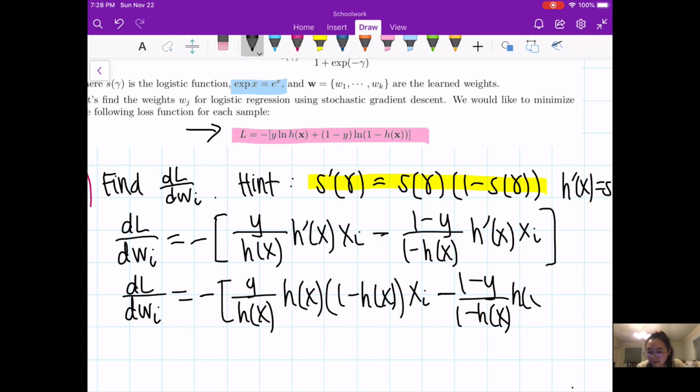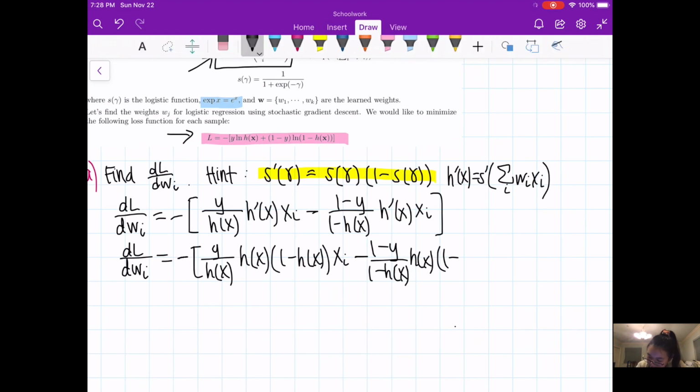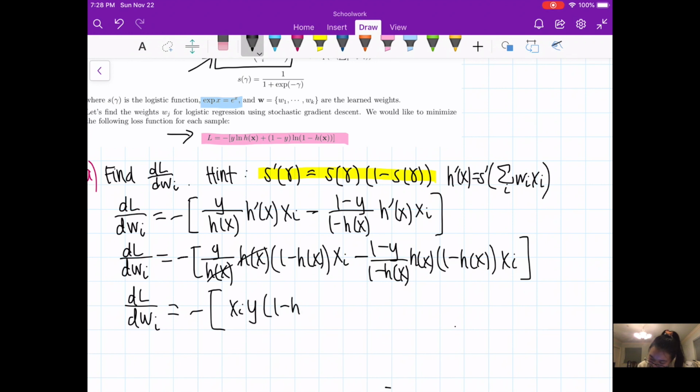So we have h of x, and then 1 minus h of x, and then we still have the xi. And then we can continue just simplifying this. So we have that these two cancel out, so we just have xi y times 1 minus h of x. And then here we have the other two that cancel out, so then we have minus h of x times xi, and then times 1 minus y.